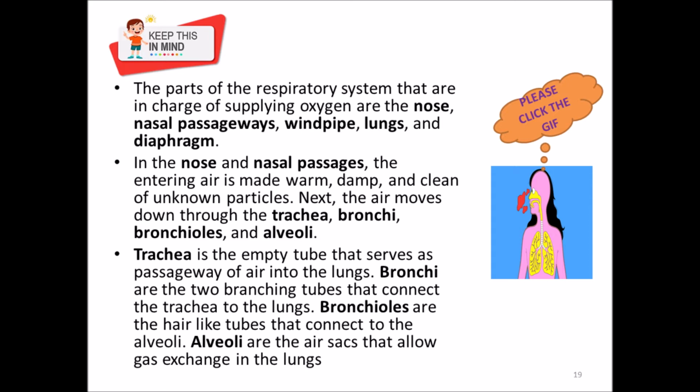The trachea is the empty tube that serves as the passageway of air into the lungs. The bronchi are the two branching tubes that connect the trachea to the lungs, while the bronchioles are the hair-like tubes that connect to the alveoli, and alveoli are the air sacs that allow gas exchange in the lungs.